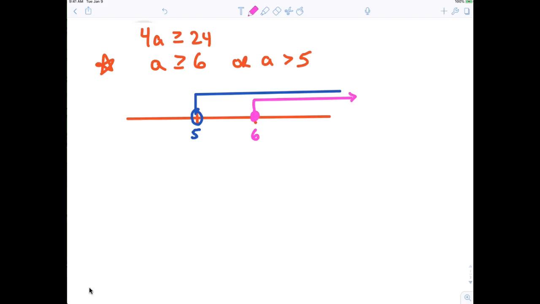where people get confused. An or statement, listen to me. An or statement means that it has to be true for only one of them. What numbers are greater than 5 or greater than 6? What do you think? Yes, you're right. A lot.